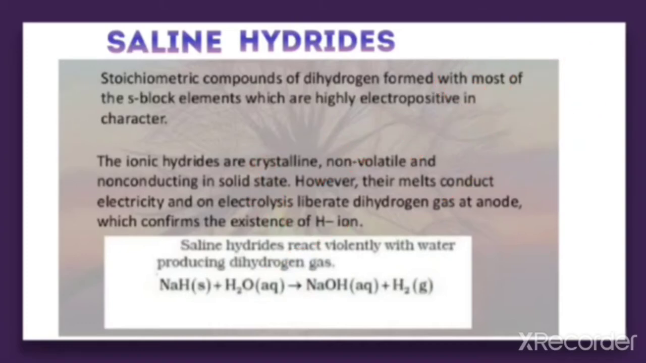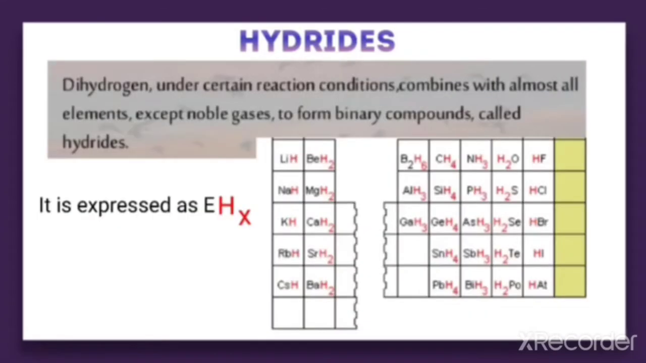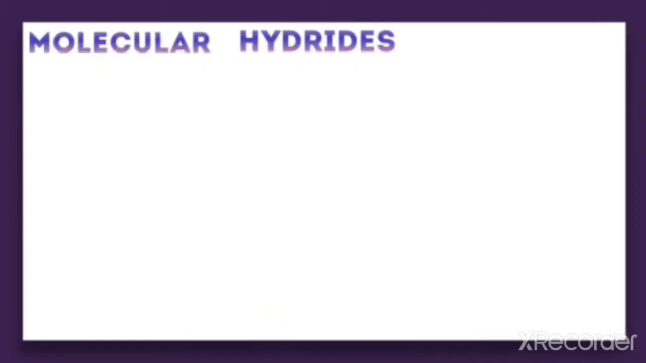When you look at the periodic table that we have already discussed for the hydrides, you can see these are the s-block elements, and their combination with hydrogen is called a saline hydride or ionic hydride. Next we are going to discuss molecular hydride.